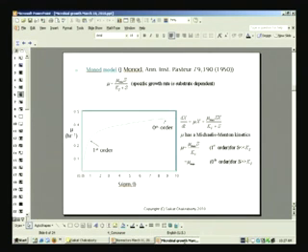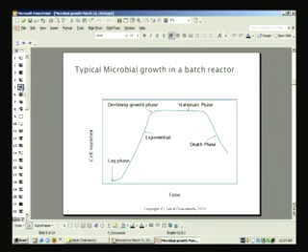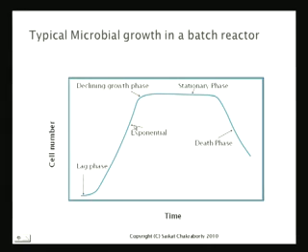So here is a plot for that. In this phase, mu is much greater than k. In this phase, mu is more or less close to k, so as a result it is more or less constant, and in this phase mu is much less than k, okay.